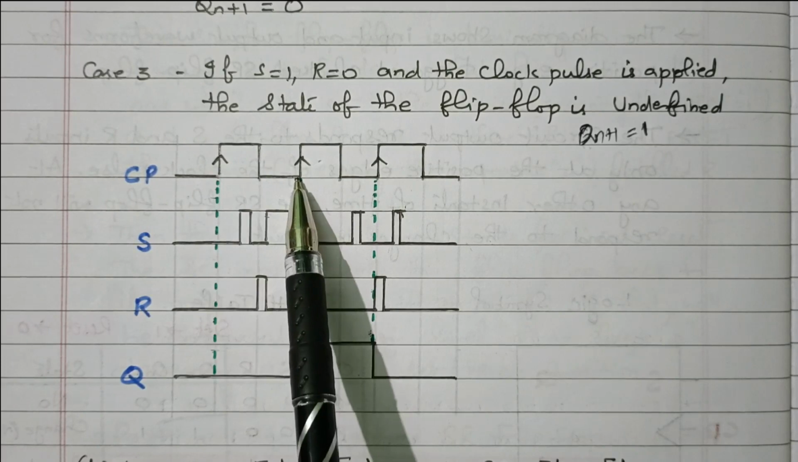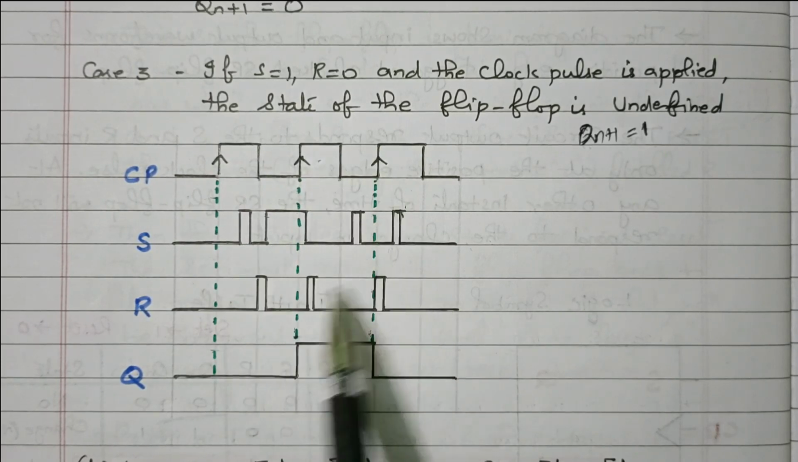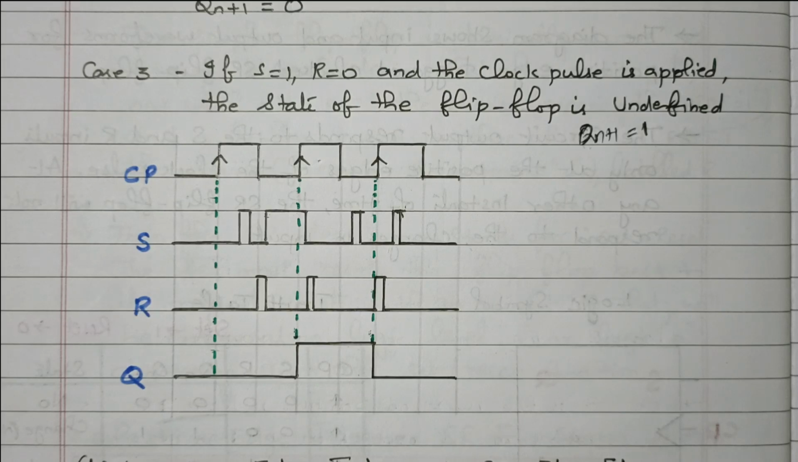So whenever the clock pulse increases, there is a change in the state of the flip flop, right? S and R both 0 means no change. S equal to 1 means set. Set means the output is 1, the next state is 1. Then S 0, R 1 means reset, the output will be reset to 0. If both are 1, it means undefined.